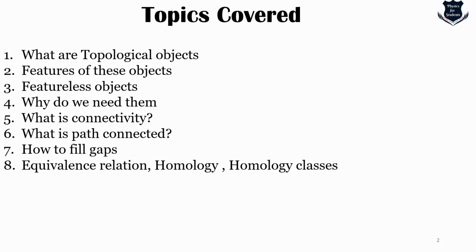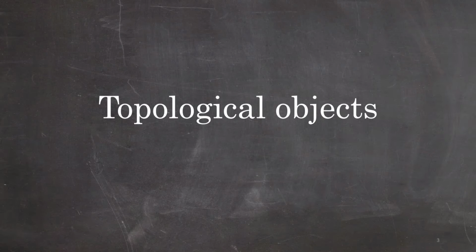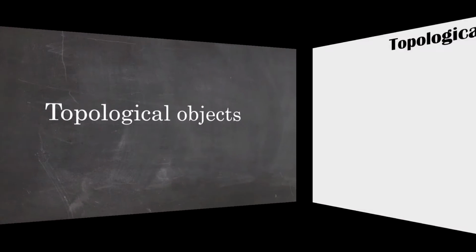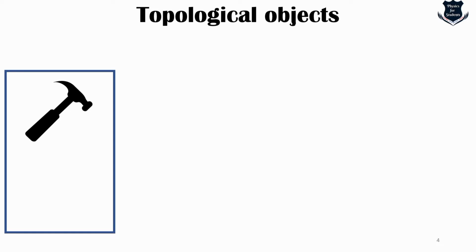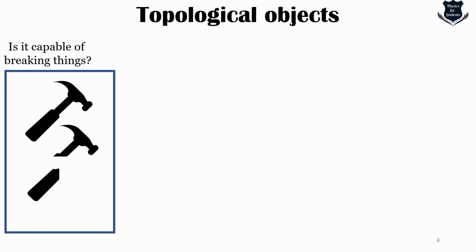Having laid down the topics, let us go forward and understand what those topics are all about. First, we are covering what are known as topological objects. Now in general, if this kind of a figure comes in front of you, what will you think? Yes, it is a hammer, which is used for breaking things. Now if I break the hammer into two parts, the first question that rises in your mind is, is this hammer capable of breaking things?